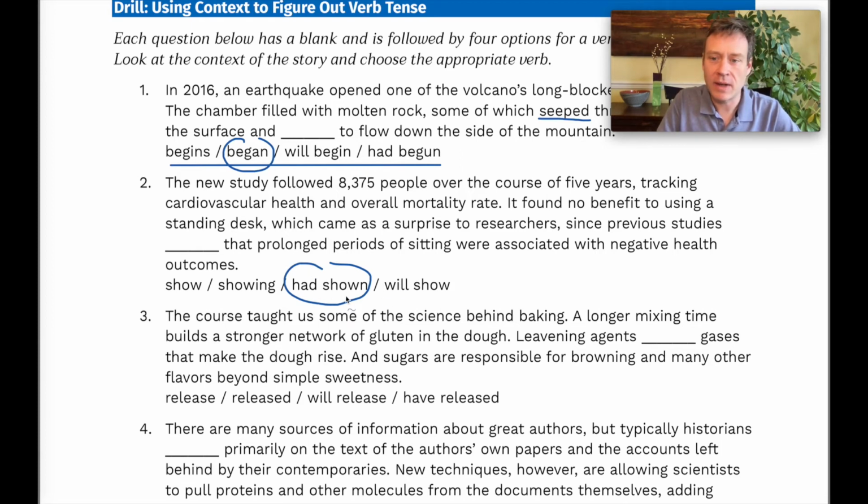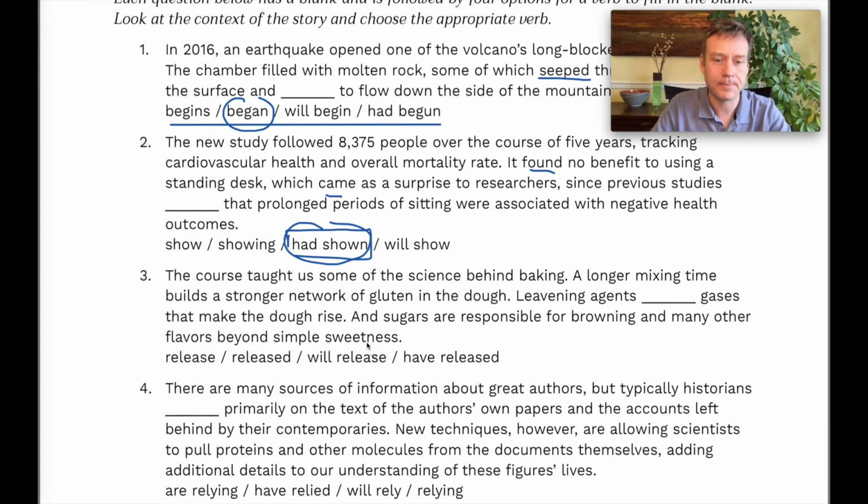This is the past perfect, and this is a great example of two events in the past occurring at different times. So found is in the past tense, and then even before finding and coming as a surprise is what the previous studies had shown. So they occurred in the more distant past, so that's why this is an appropriate choice here.